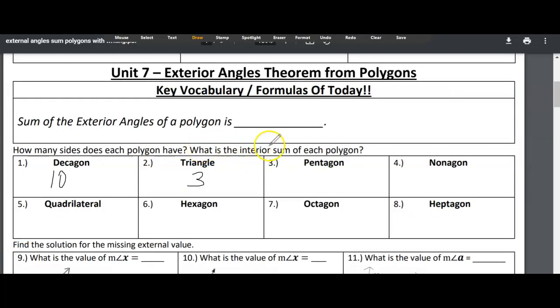Okay, next it says, what is the sum of the interior angles in each polygon? So to find the sum of the interior angles, I have to do the number of sides minus 2, right? And then times 180. So you do 10 minus 2 is 8. And so 8 times 180, what is that? Good, it's 1,440 degrees. So that is the sum of the interior angles of that polygon. Good job. So let's do one more together and then you guys do the rest.